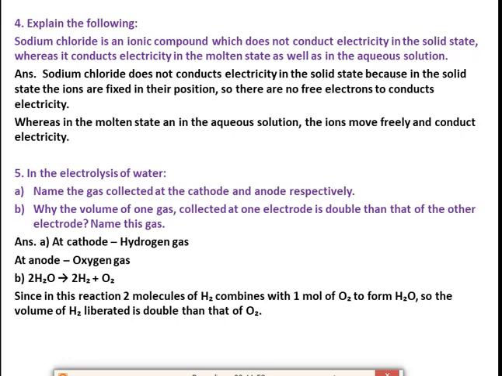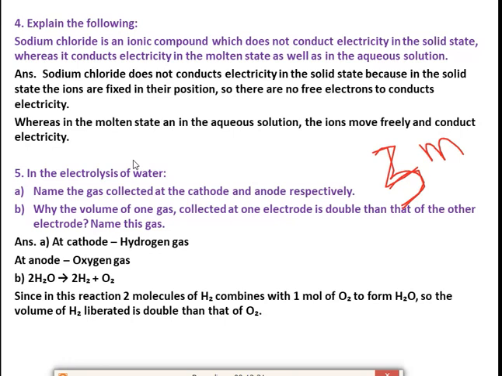So in that process, we have 2 questions over there. Name the gas collected at the cathode and anode respectively. Why is the volume of one gas collected at one electrode double that of the other electrode? Name the gas. So this question we can consider for 3 marks. Okay, so first question, name the gas collected at the cathode and anode.